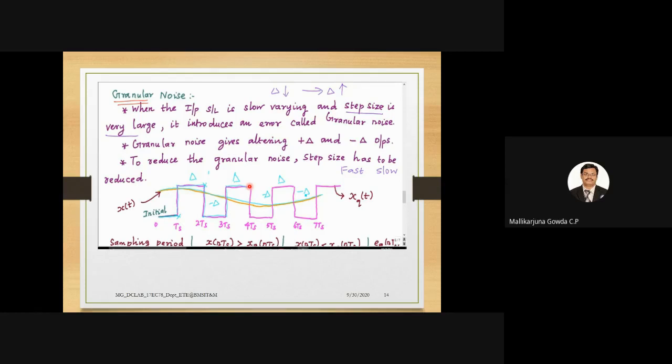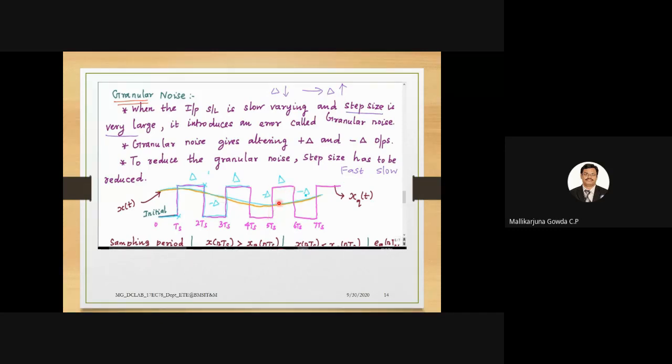Now it will compare with the analog signal. Now the staircase waveform is more than the original analog signal, so it will be decremented by delta. So this drama repeats. Okay, so it will stay at that value. Now it will compare. So now x of nTs is greater than x hat of nTs, so it will be incremented by delta, and so on.